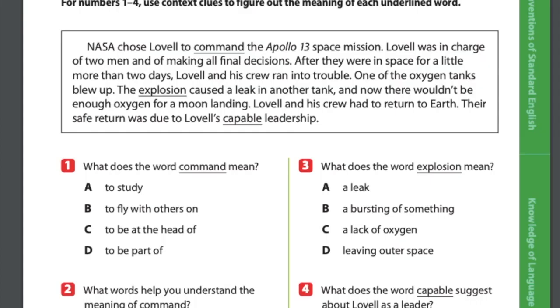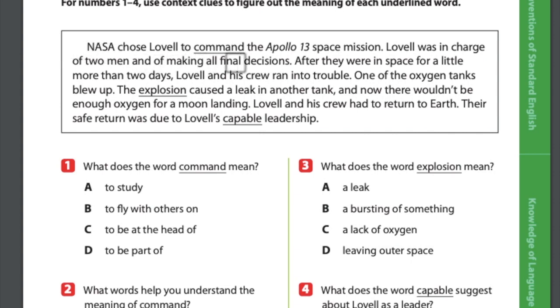Well, just like it says, this is independent practice. Feel free to try page 495 on your own and then complete the Google form. But I'll go ahead and read the selection and read the questions in case you'd like to have those read for you. For numbers 1 through 4, use context clues to figure out the meaning of each underlined word.